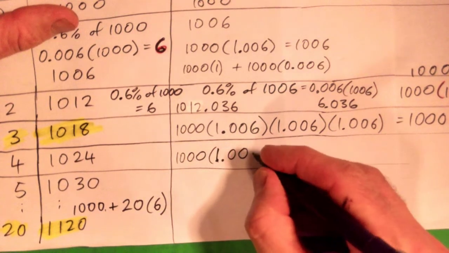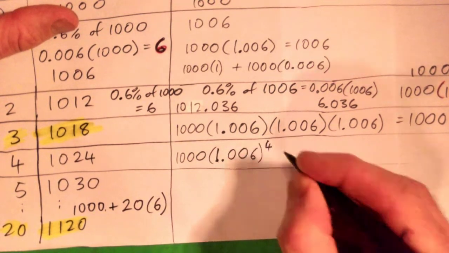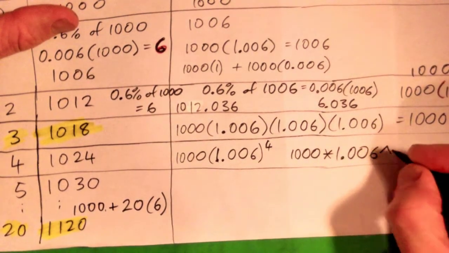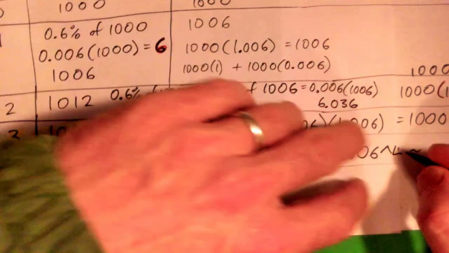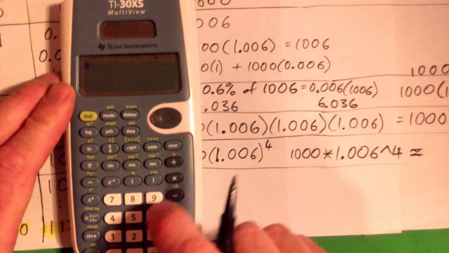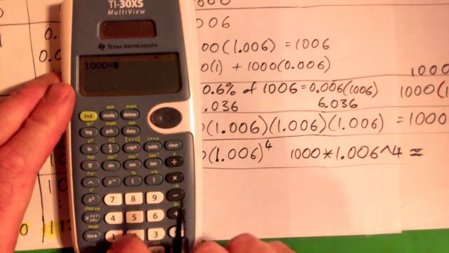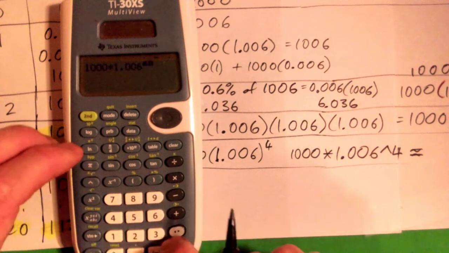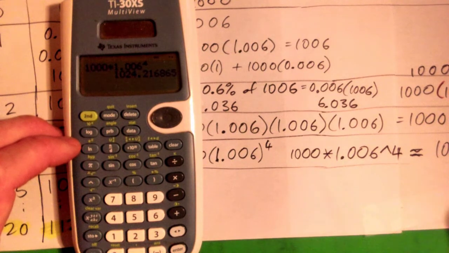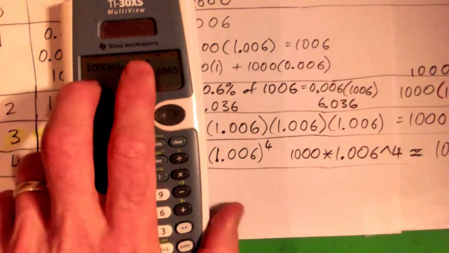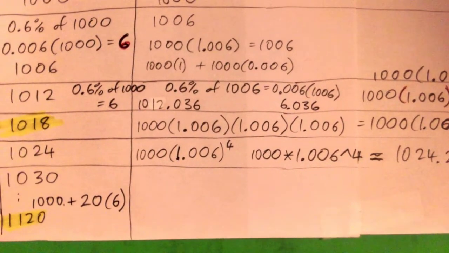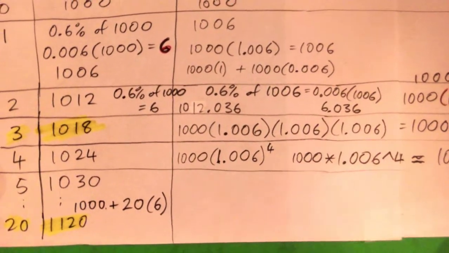Alright, so we did 1,000 times 1.006 to the power of 4, and in the calculator it looks like this. And we'll give it to the nearest cent. I'm just going to use my 1,000 times 1.006 to the power of 4, and I get 1024.22, we'll say, rounded to the nearest cent, right? Okay, so tell me about year 4 with the simple and compound interest. What happened? What's the difference?